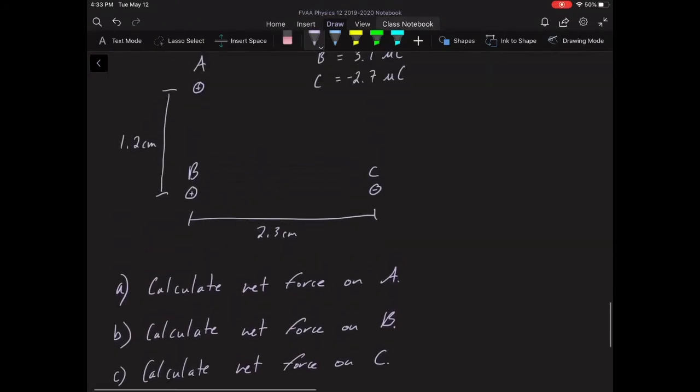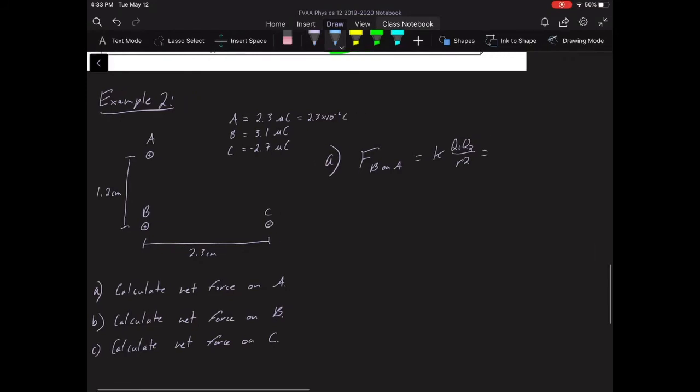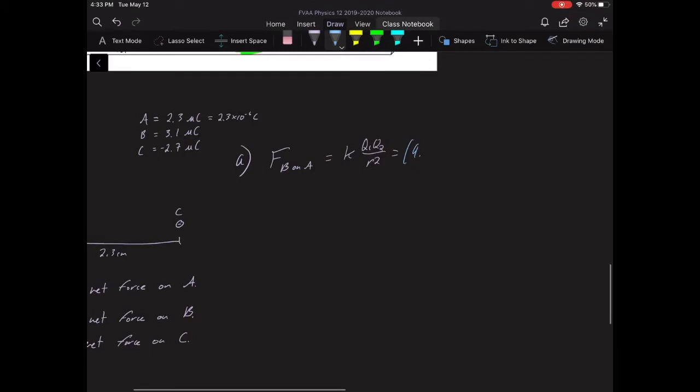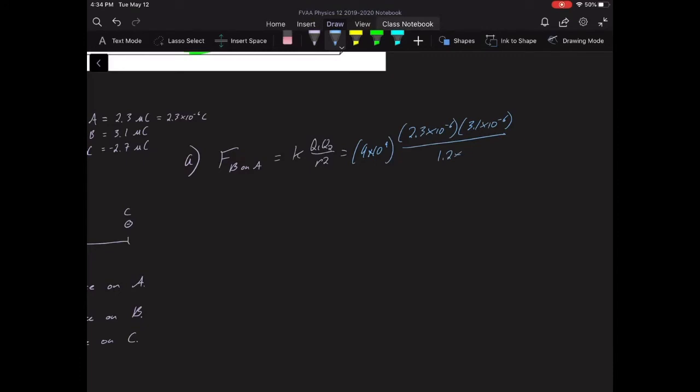All right, so calculate the force on A. So let's solve for A first over here. All right, so first thing we got to do is I'll start with the vertical one, the charge of B on A. So force of B on A. All right, and that's again my equation, k Q1 Q2 over r squared. Okay, that's the only time I'm going to write it out. And then let's start plugging these values in. So 9 times 10 to the 9. B and A, so here this is 2.3 times 10 to the negative 6 over 3.1 times 10 to the negative 6. And that's all over 1.2 centimeters, so 1.2 times 10 to the negative 2 meters squared. Okay, so let's find that force.